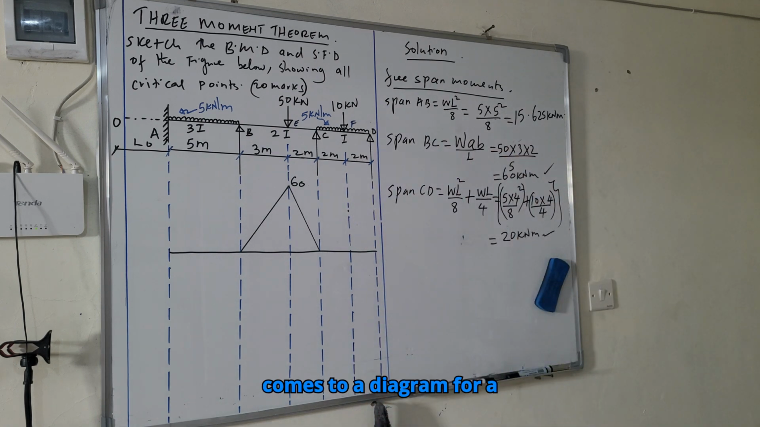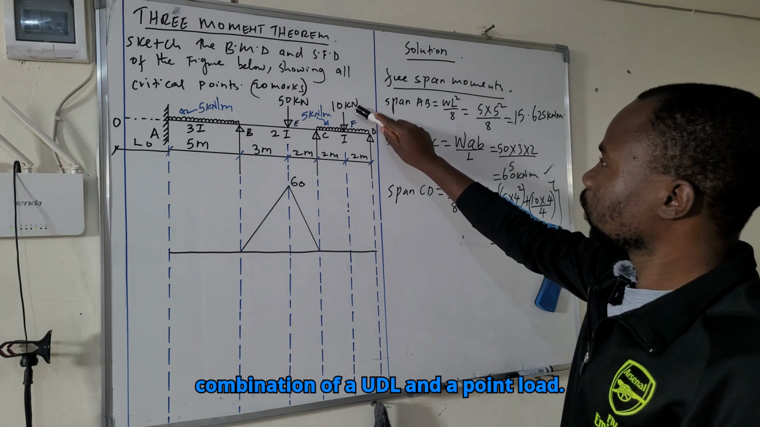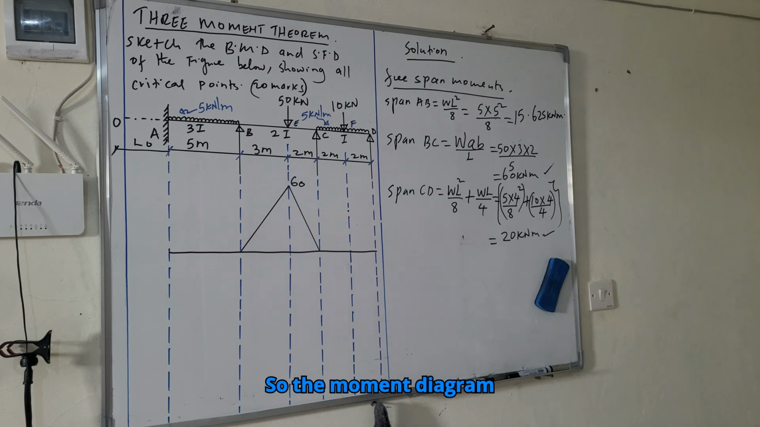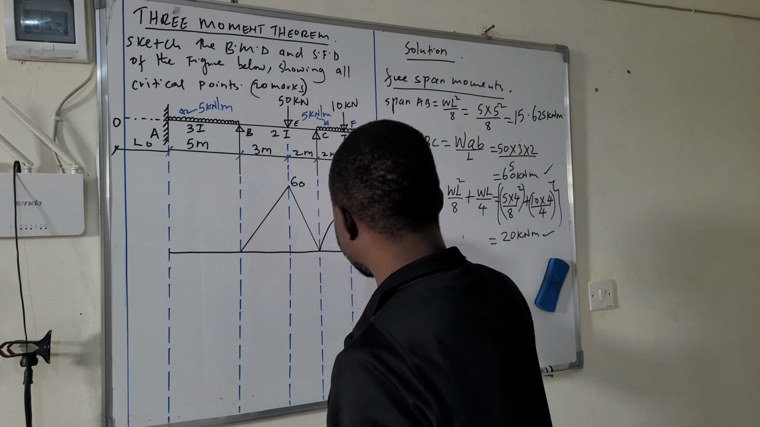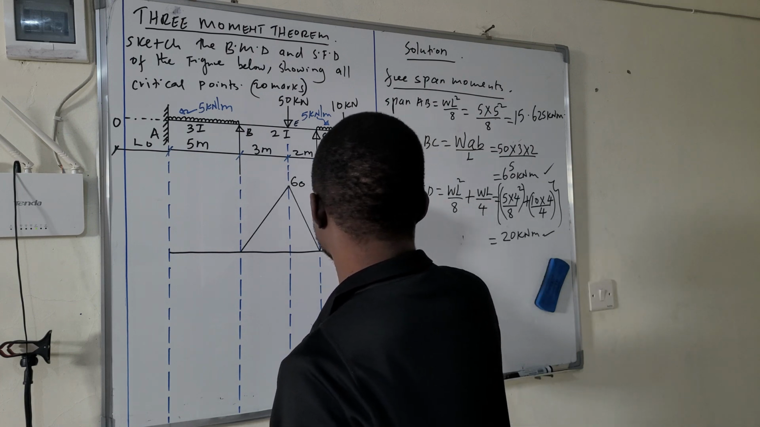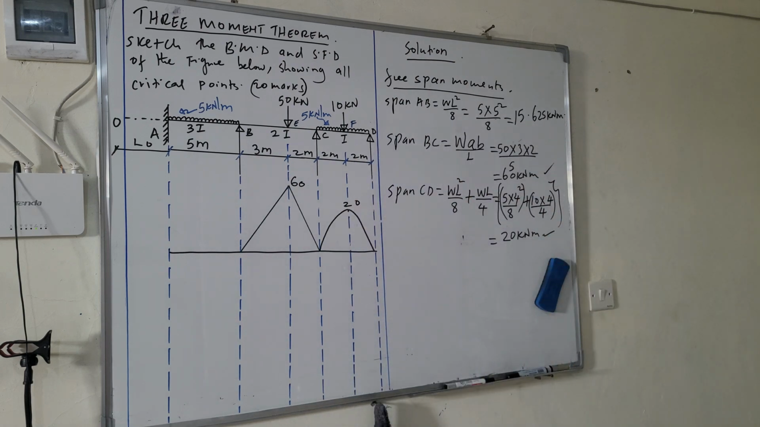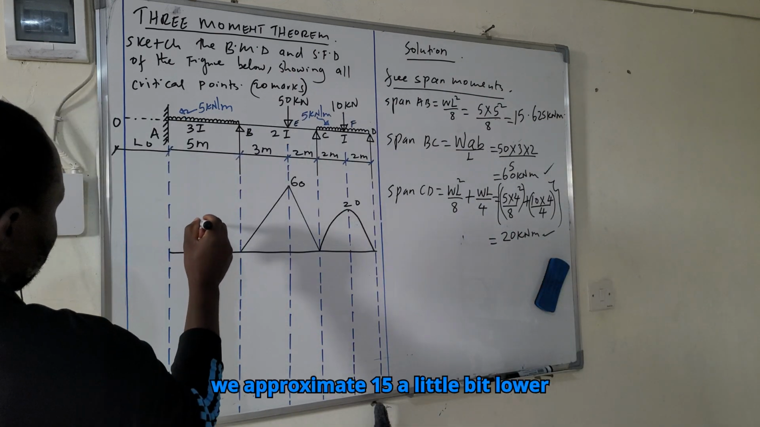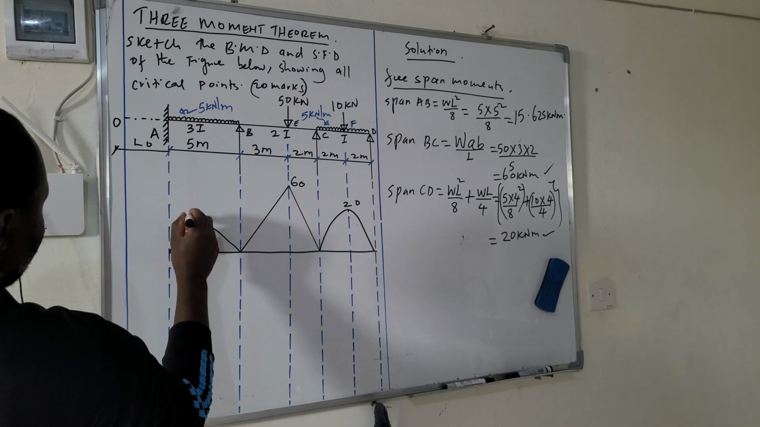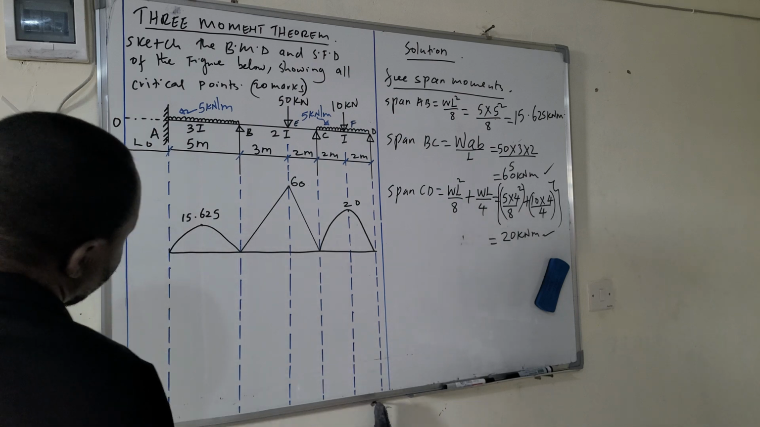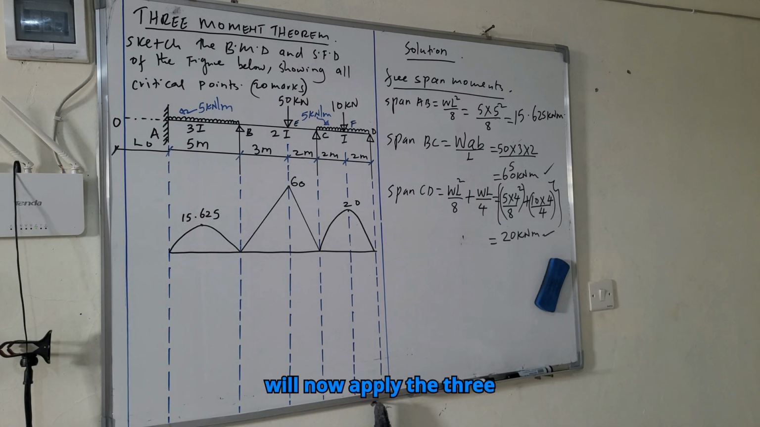Something you should note: when it comes to a diagram for a combination of a UDL and a point load, the moment diagram will always take the parabolic shape. It will bend in a parabolic shape and not like this. So this is what we will have. So that is 20, like that. And then the last one is 15.625. So we approximate 15 a little bit lower than 20. So that is 15.625, like that.